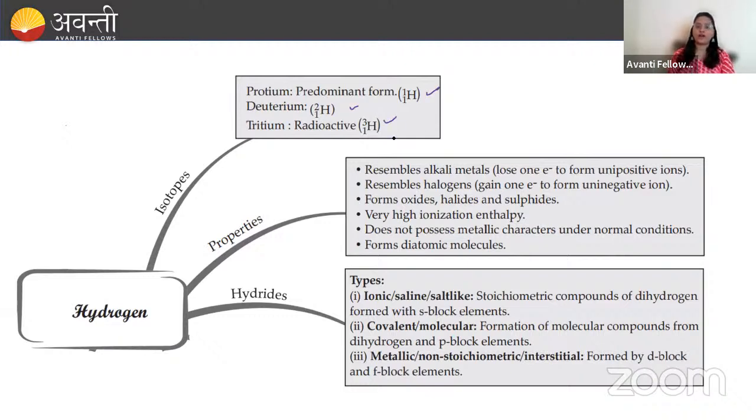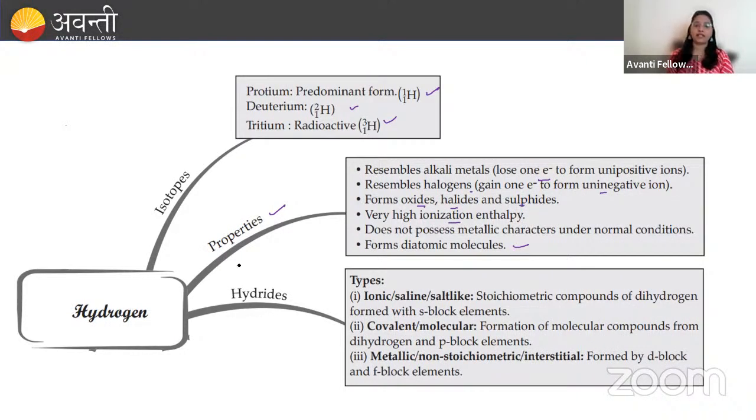Next, the properties of hydrogen resemble alkali metals, which lose one electron to form unipositive ions, as well as halogens, as it can gain one electron to form a uninegative ion. Hydrogen forms different kinds of oxides, halides, and sulfides. It has very high ionization enthalpy. Hydrogen does not possess metallic character under normal conditions. Hydrogen forms diatomic molecules. These are certain properties I have summarized here about hydrogen.